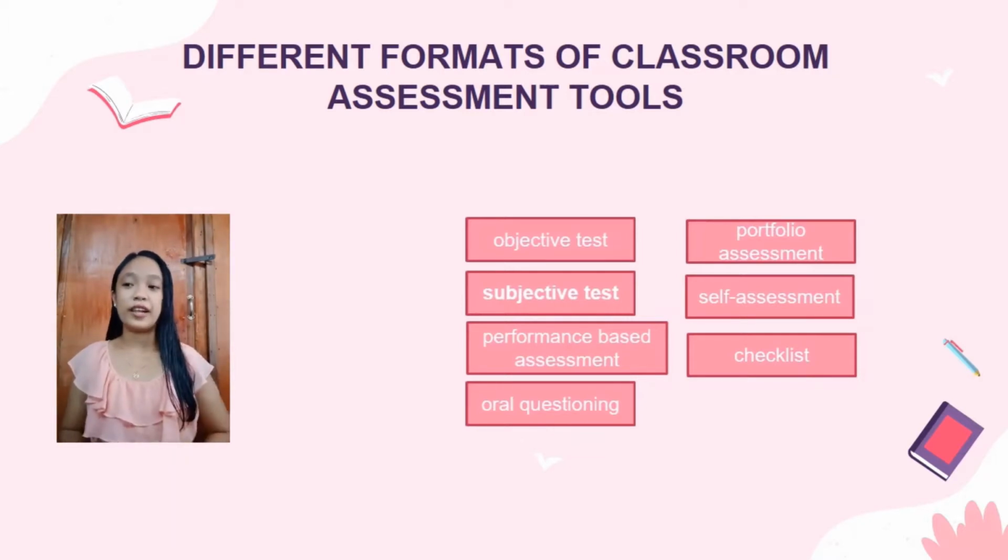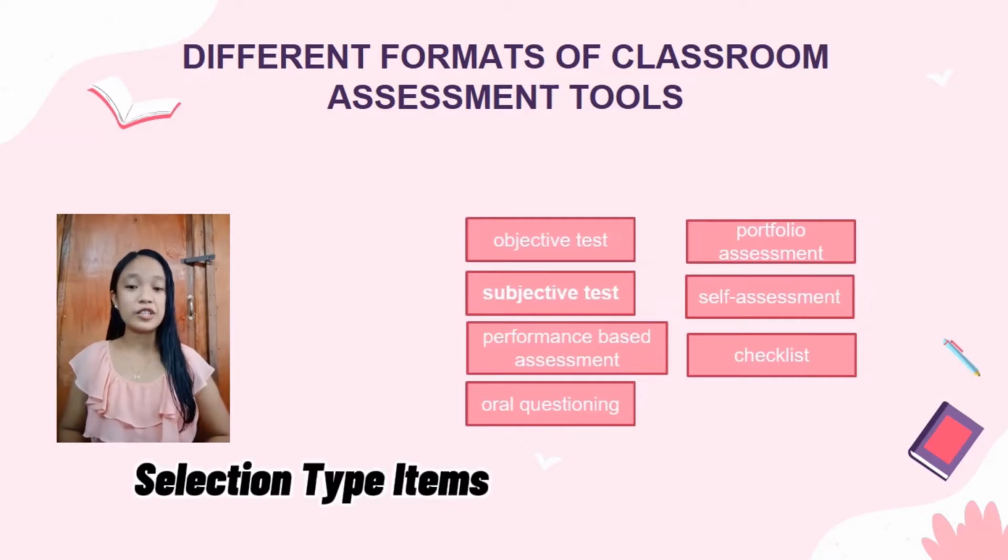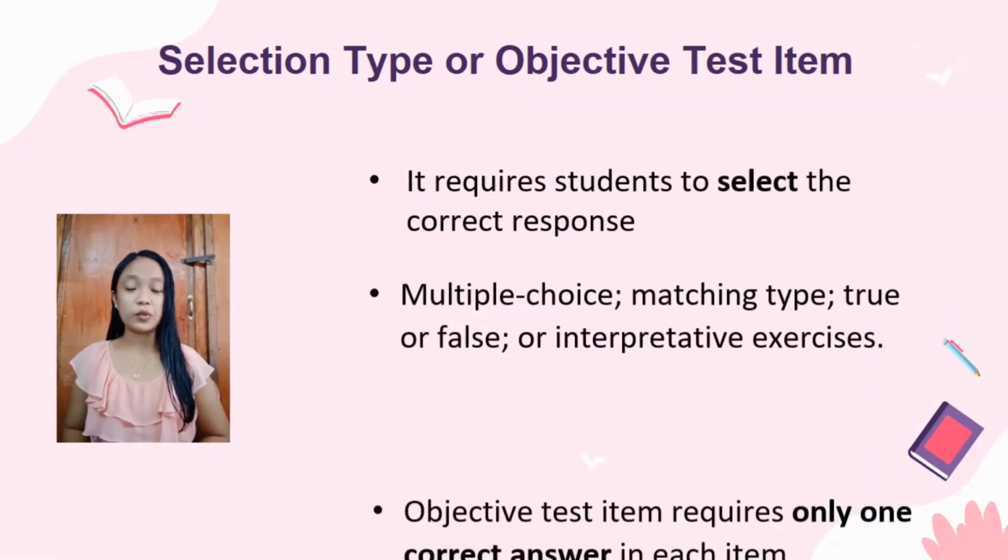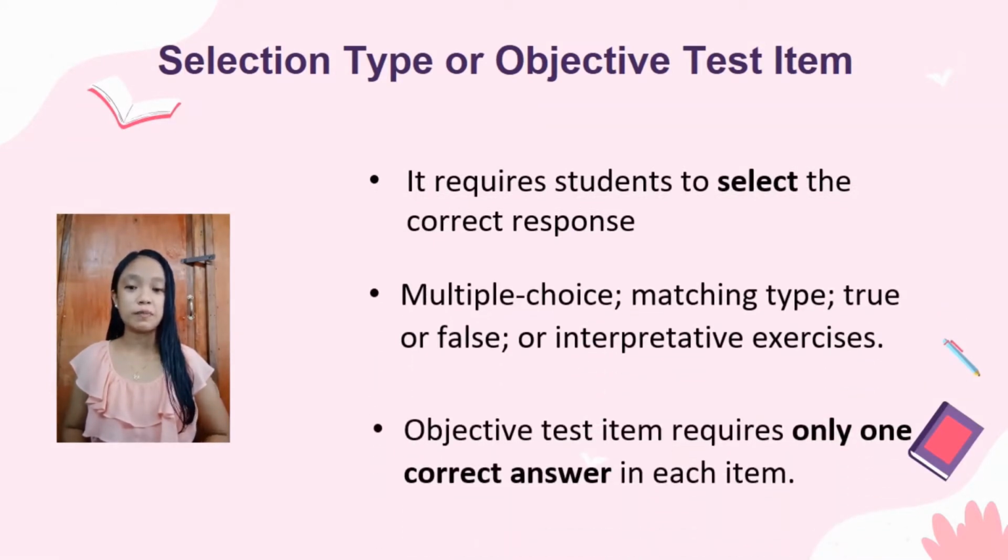There are two general types of test items to use in achievement tests using paper and pencil tests. They are classified as selection type items and supply type items. Selection type items require students to select the correct response from several options. This is also known as the objective test item. Selection type items can be classified as multiple choice, matching type, true or false, or interpretative exercises. And objective test items require only one correct answer in each item.